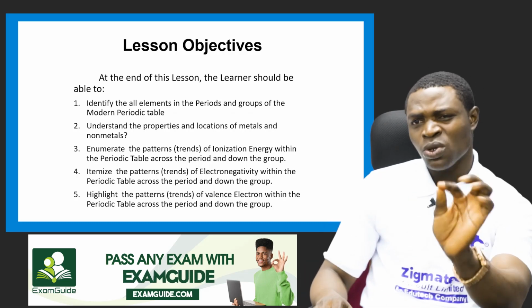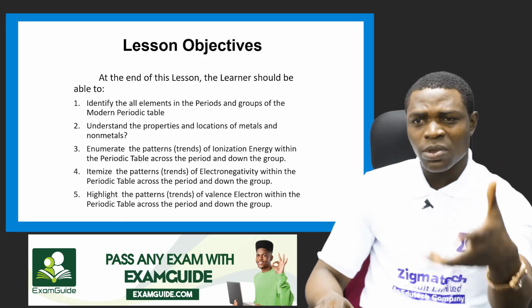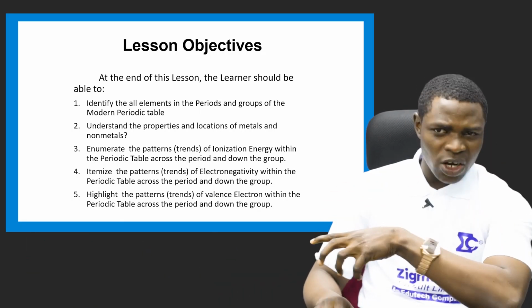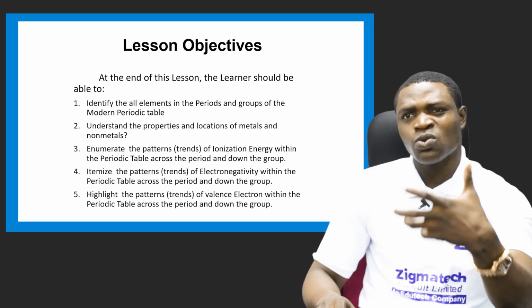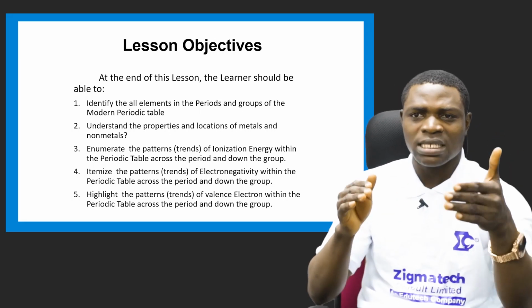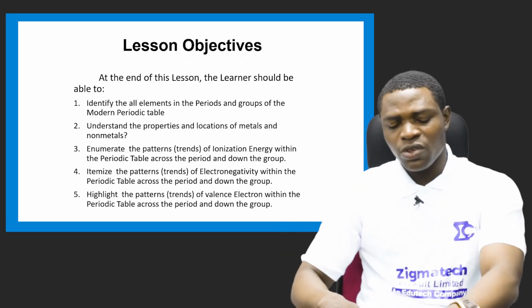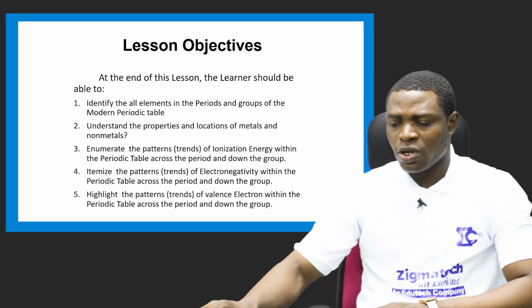So you will notice that two things are coming up simultaneously. We're looking at both across the period and down the group. That is what brought about the trend. We are looking at the trend, the pattern. We want to look at the consistency in the arrangement of these elements in the periodic table.